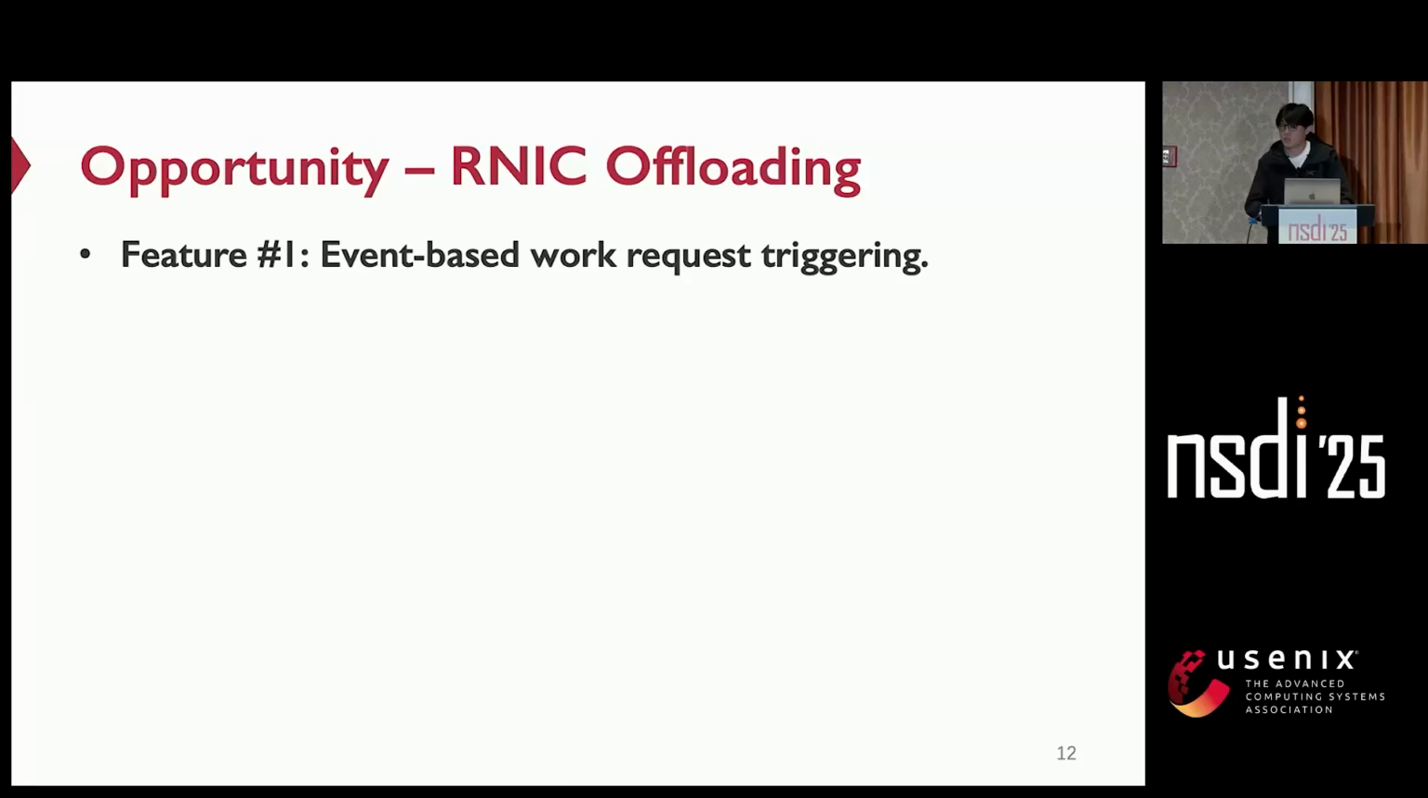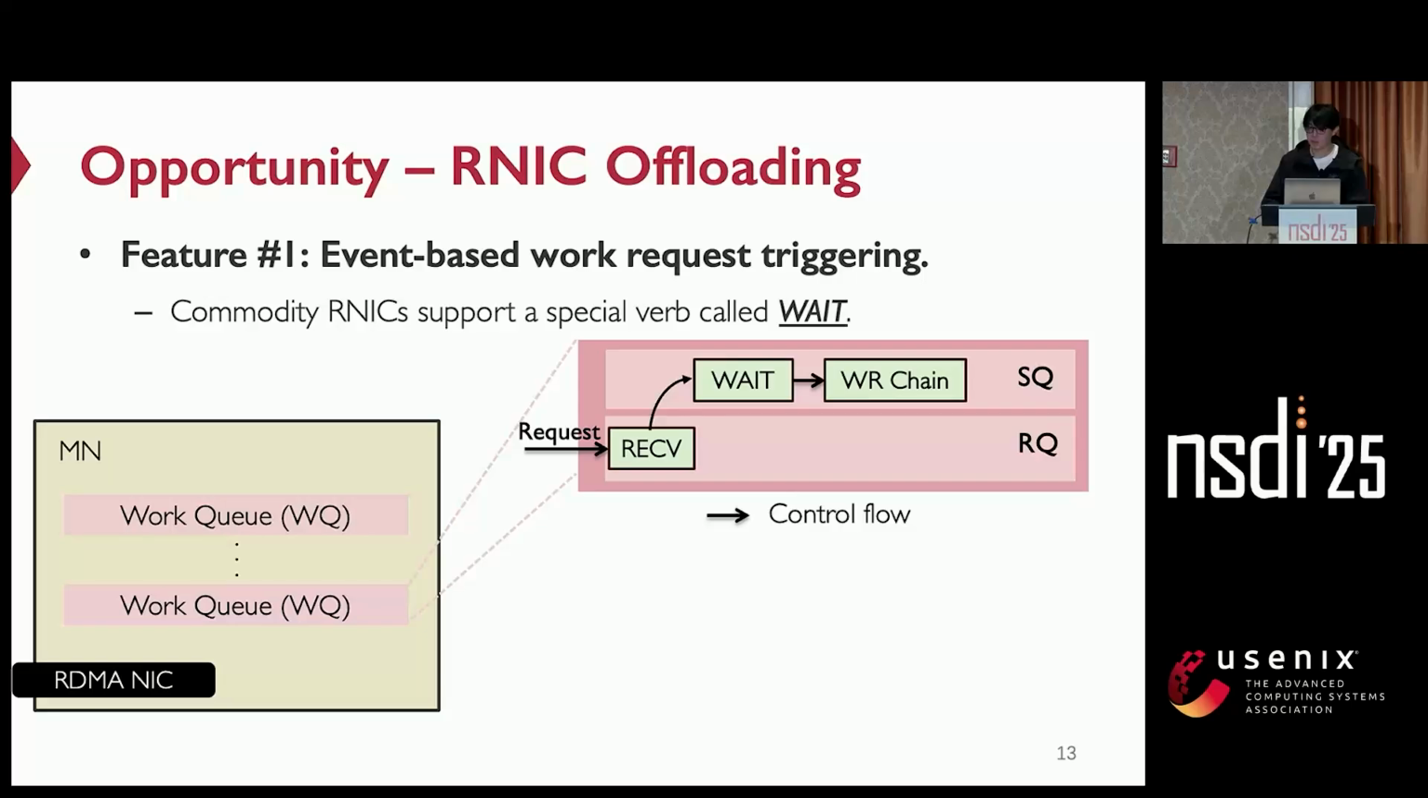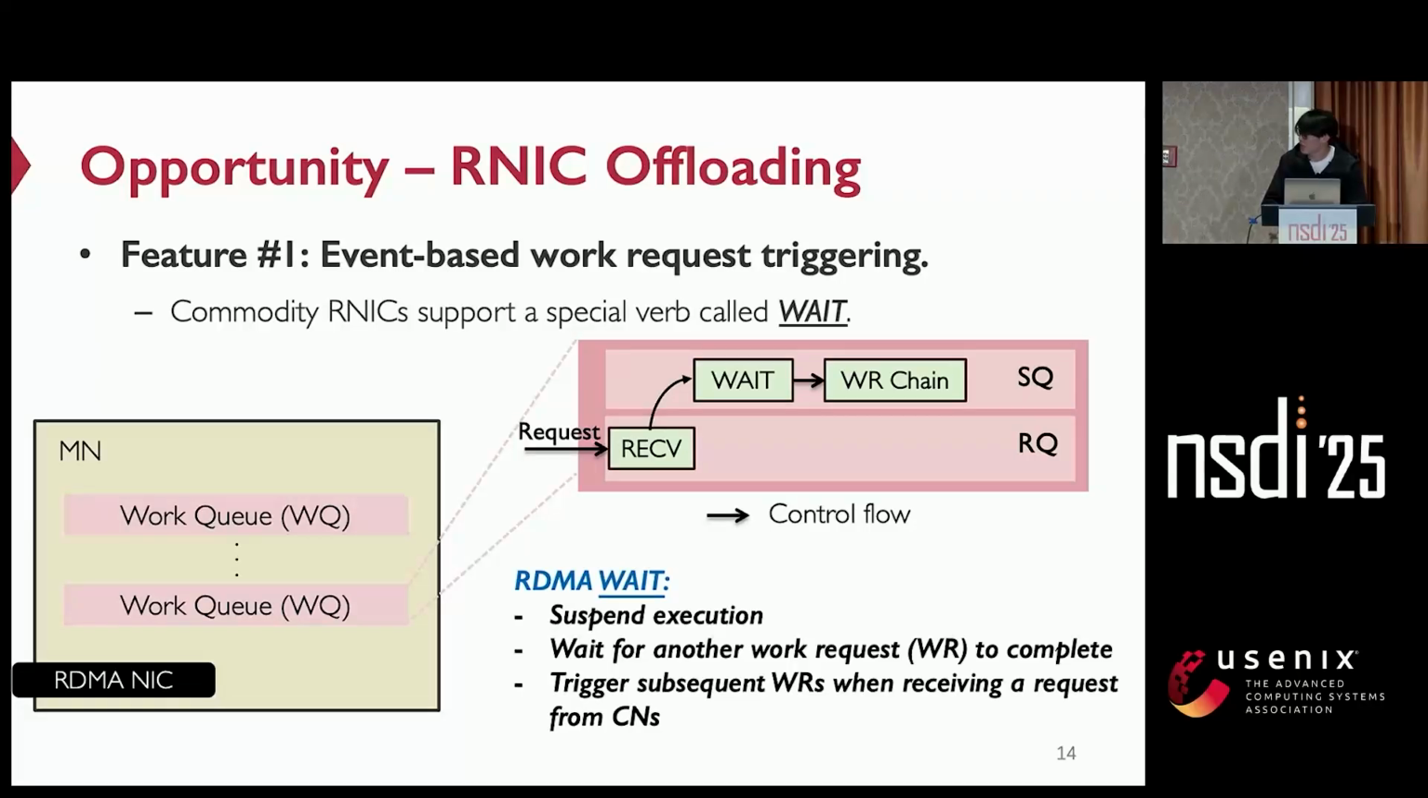RNIC offloading is supported by commodity RNICs. It's enabled by two key hardware features. The first one is called event-based work request triggering. Specifically, commodity RNICs support a special verb called wait. Wait can suspend the execution of a work queue, wait for another work request to complete, and trigger subsequent work requests when receiving a request from the compute node.